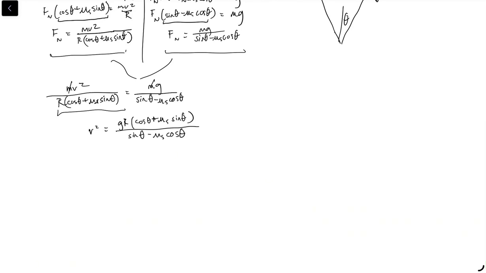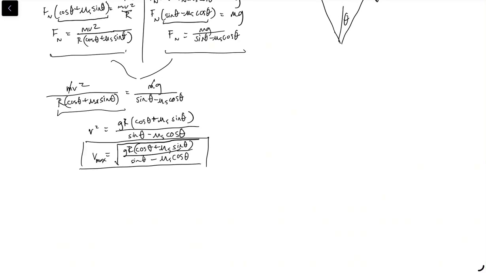And then we can square root both sides. And label this as V max. Okay, so for part F, we're going to take a very similar approach, except this time we're solving for V min, which means that the box is going so slow that it might slip down. So Fs has to be pointing this way.